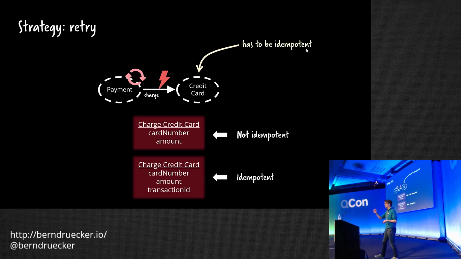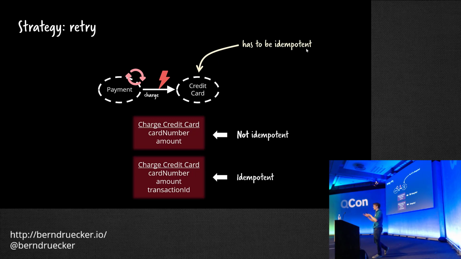Example, if you just send a charge, it's probably not idempotent, but if you add some kind of transaction ID or correlation ID or whatever you name it, then it's idempotent, because then the credit card service can recognize, oh, I already processed that payment, I don't do it again, right? And it's a totally simple thought. I totally back that.